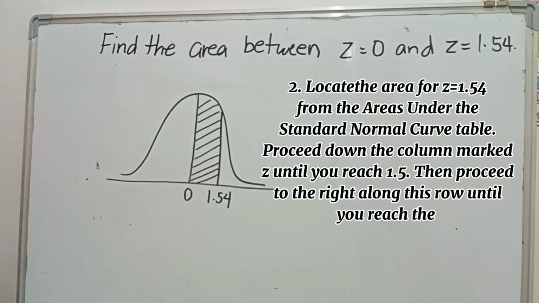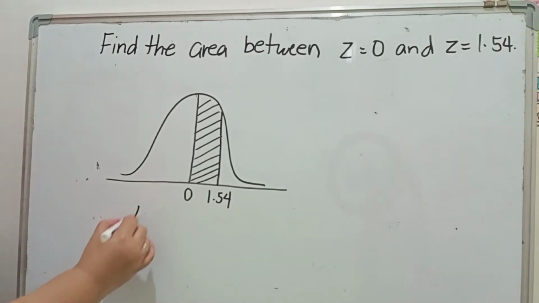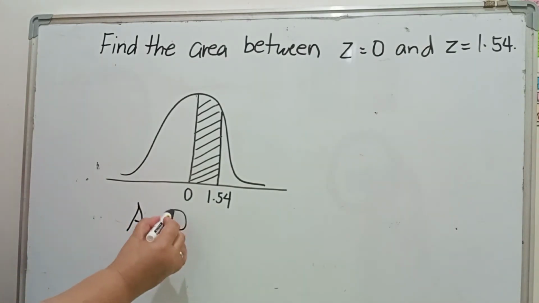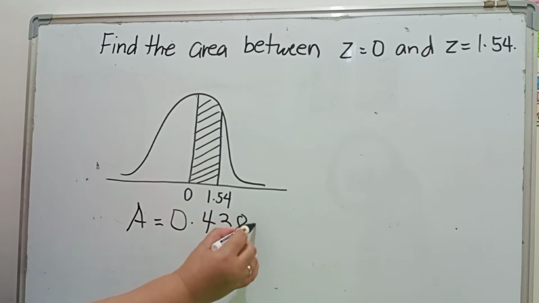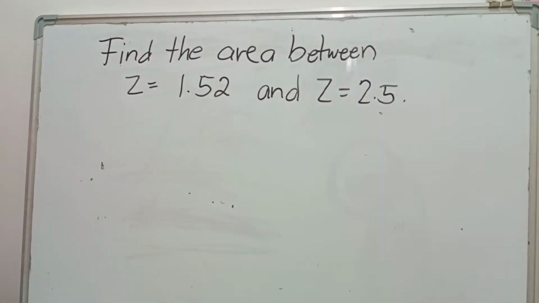Proceed down the column marked Z until you reach 1.5. Then proceed to the right along this row until you reach the column marked 4. The intersection of the row that contains 1.5 and the column marked 4 is the area. Therefore, the area is 0.4382. So, class, the area between z = 0 and z = 1.54 is 0.4382.